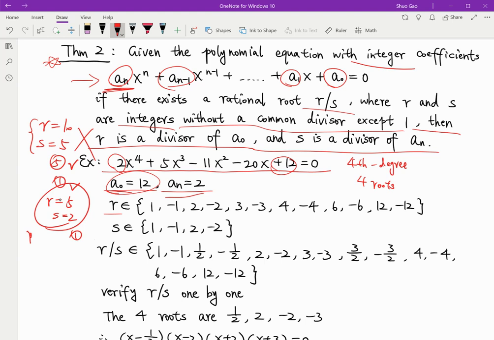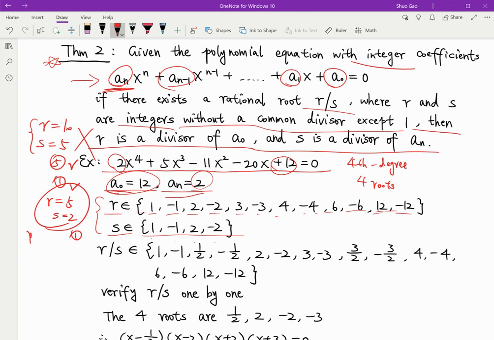So we have a lot of divisors of 12. They are 1, minus 1, 2, minus 2, 3, minus 3, and all the others until 12 and minus 12. Right? So we have a large potential pool for R to choose from. And for S, there are fewer, because S is a divisor of 2. The divisors of 2 are only 4 numbers: 1, minus 1, 2, and minus 2. So here we have the potential pool for R and S to choose from.